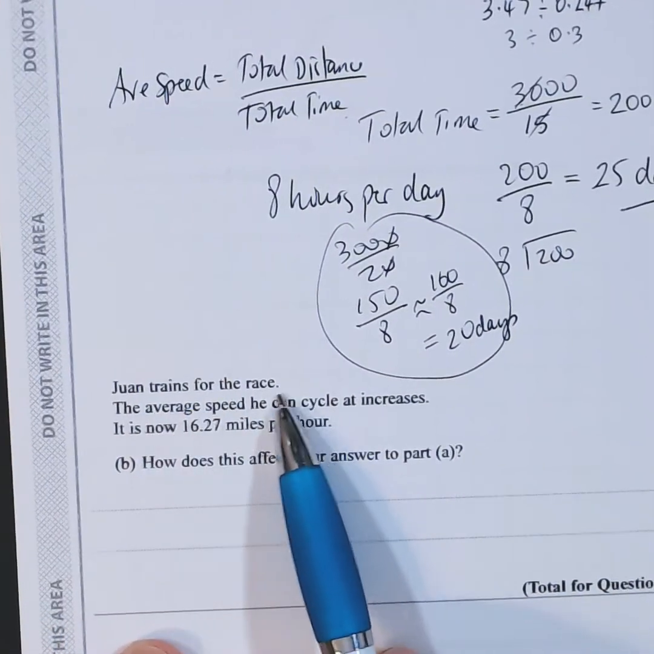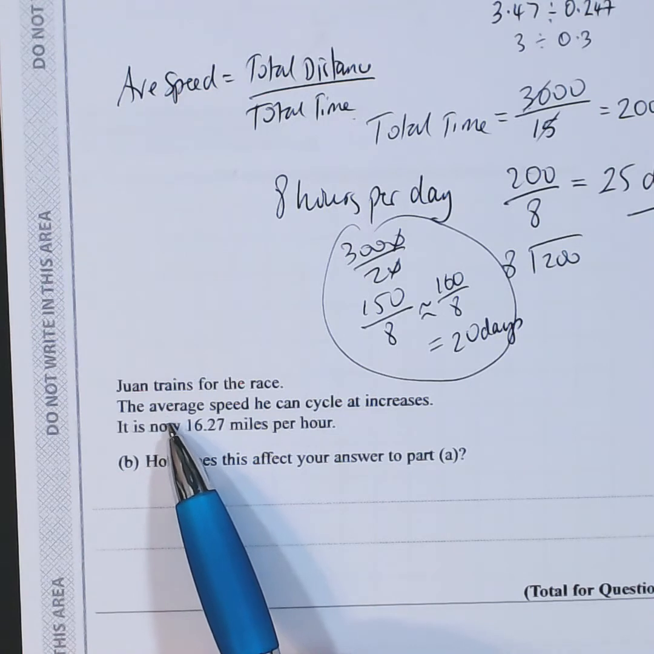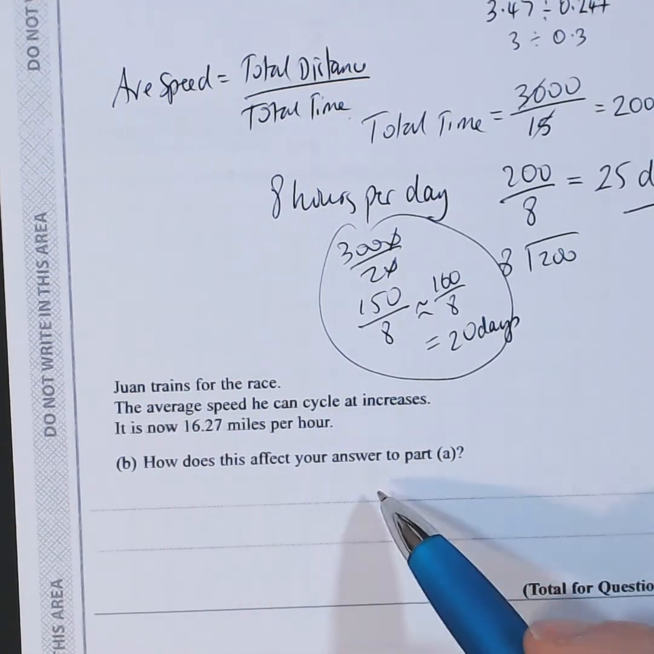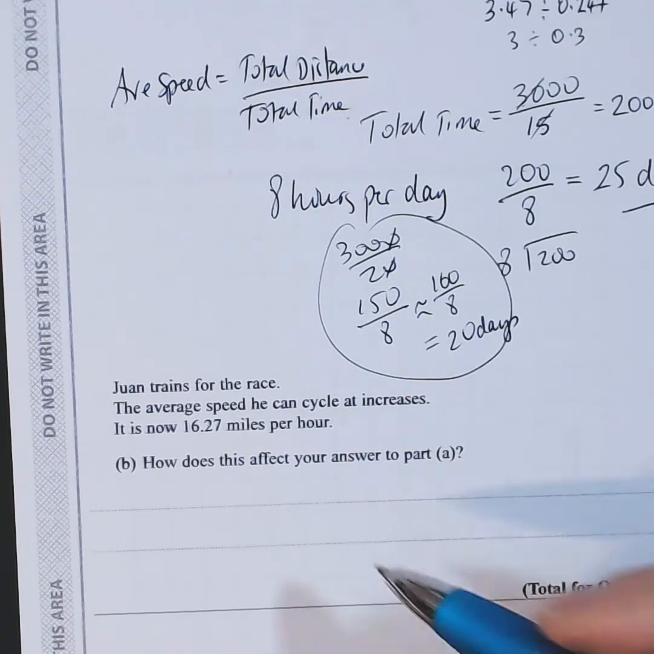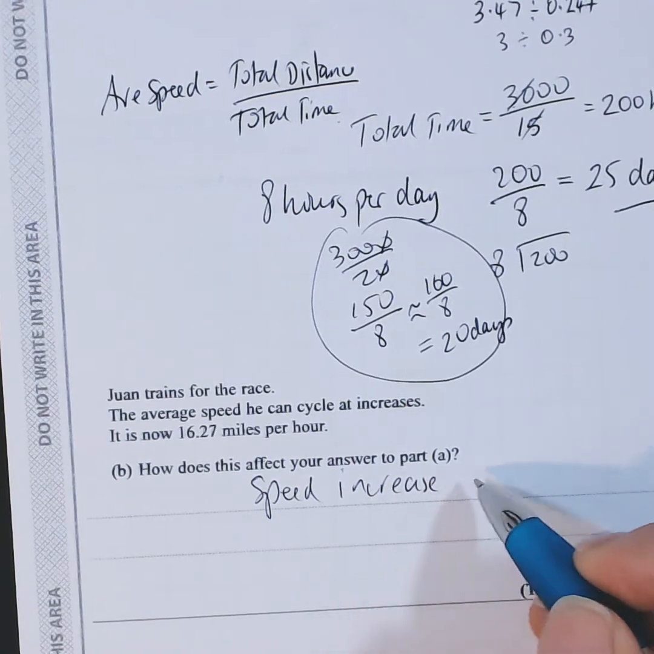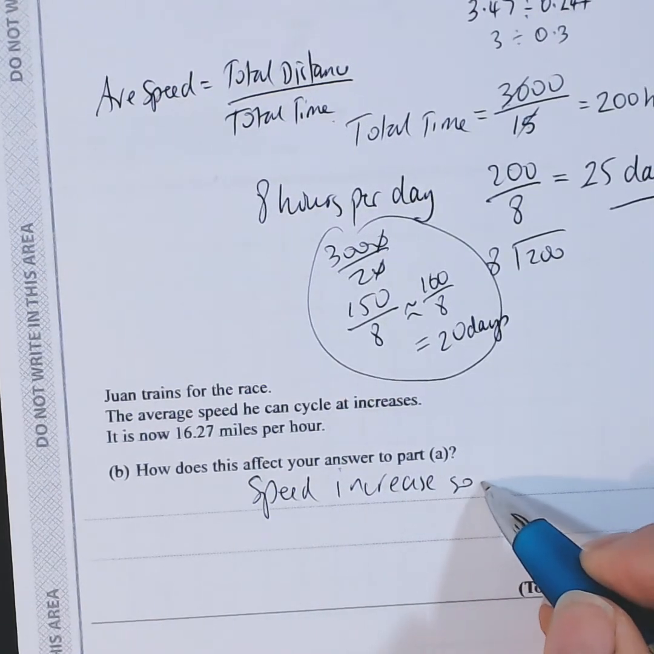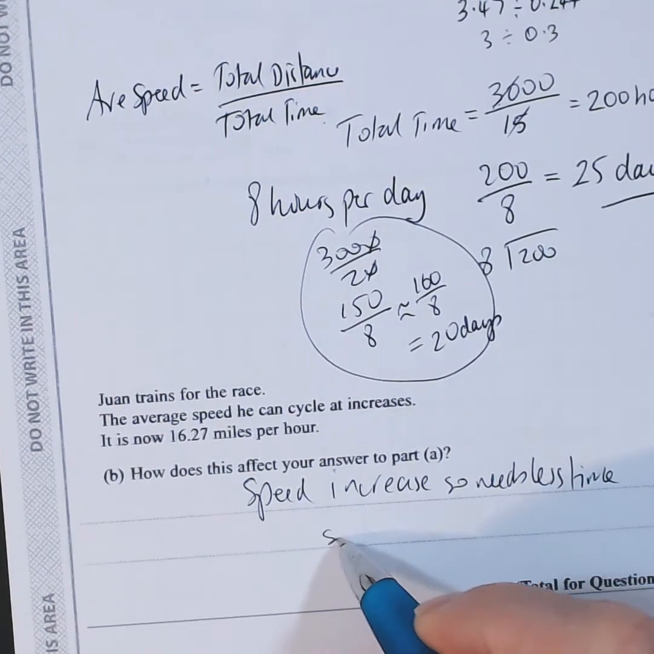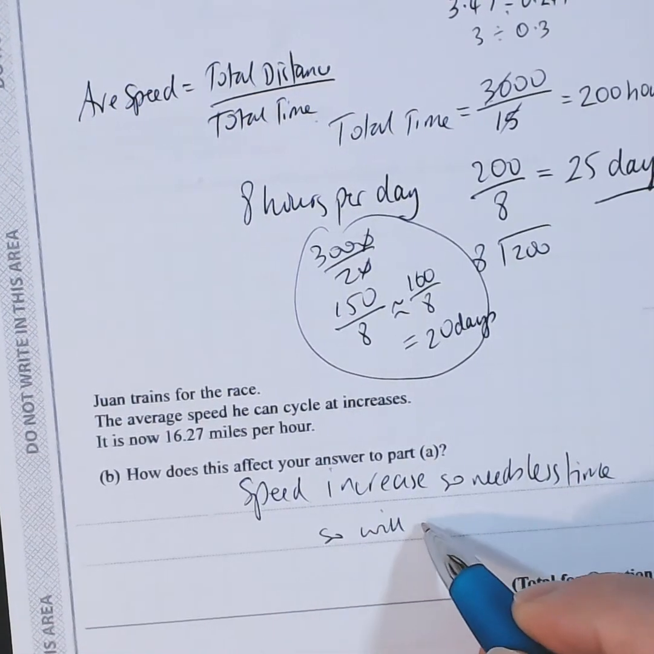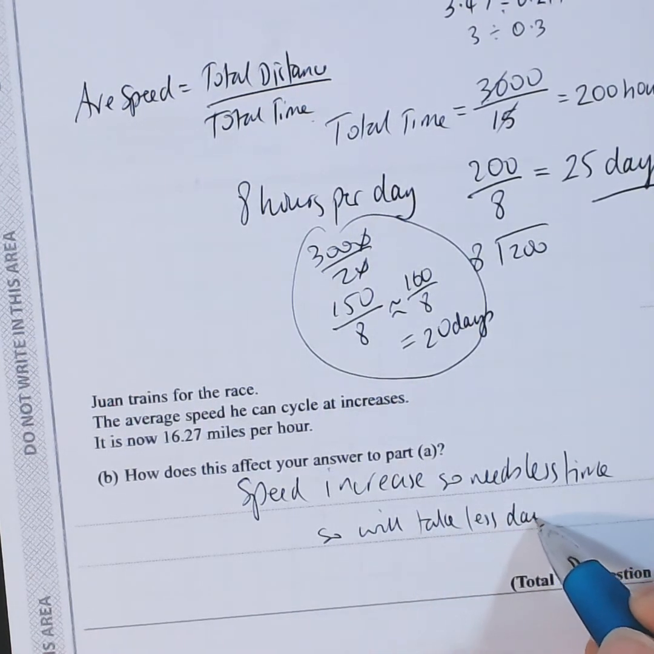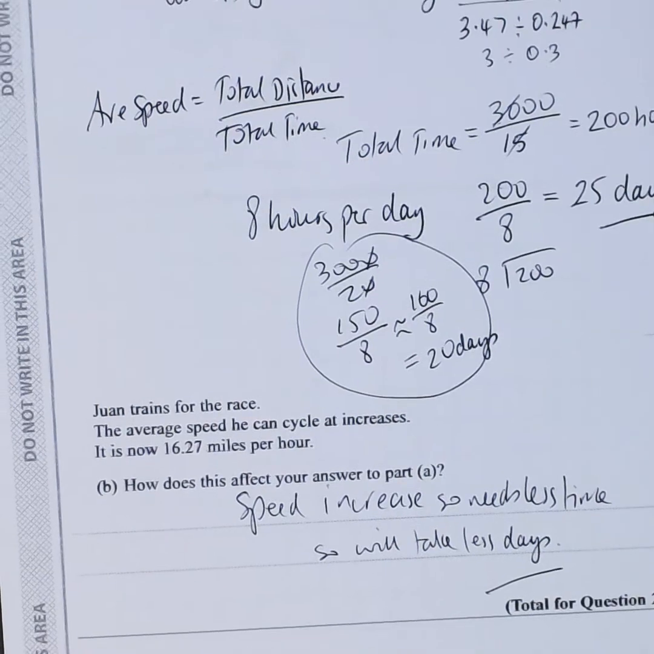It then goes on and says that he trains for the race, so his average speed increases. How does this affect your answer? Well, if his speed increases, it means he's taking less time. So speed increases, so needs less time, so we'll take fewer days. Okay, so that's how that question could have been attempted.